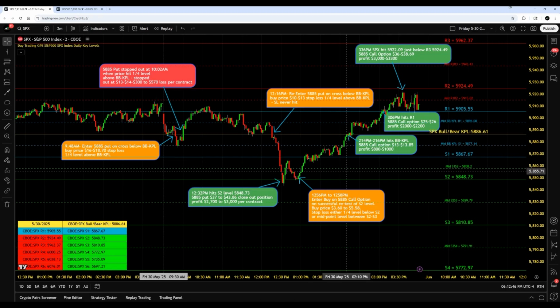Okay, as you can see here, we have approximately an hour, 15 minutes later, SPX hits the bull bear key price level, and at that time the 58.85 call option is now 13 to 13.85. So depending on where you bought, between 360 and 558, we have a profit of between $800 and $1,000 a contract on that. And as you can see, this is a full 2-level move up here.